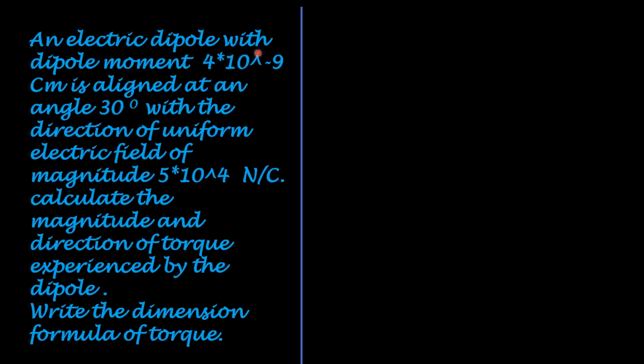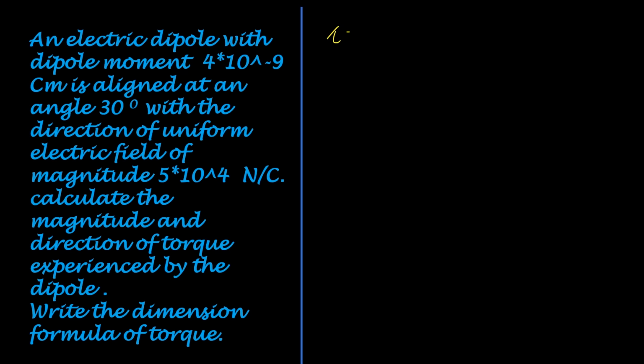An electric dipole with dipole moment 4 into 10 raised to minus 9 coulomb meter is aligned at an angle 30 degrees with the direction of uniform electric field of magnitude 5 into 10 raised to 4 Newton per coulomb. Calculate the magnitude and direction of the torque experienced by the dipole. Write the dimension formula of torque.